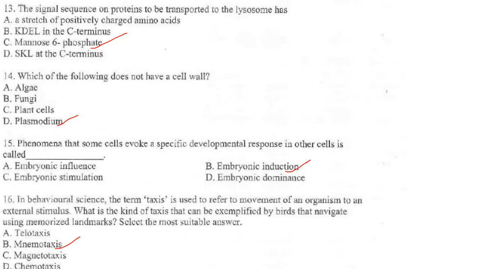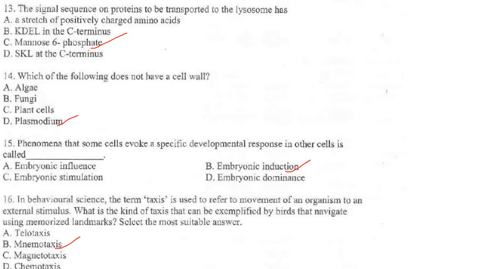Next one. The signal sequence on proteins to be transported to the lysosome has mannose-6-phosphate. This is a repeated question, not only for biochemistry but for integrated MSc PhD as well as for other MSc entrance examinations of this particular university. I have seen this question being asked. So it is mannose-6-phosphate. Which of the following does not have a cell wall? It is Plasmodium that does not have a cell wall.